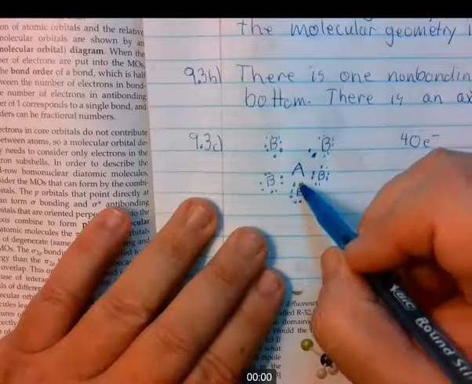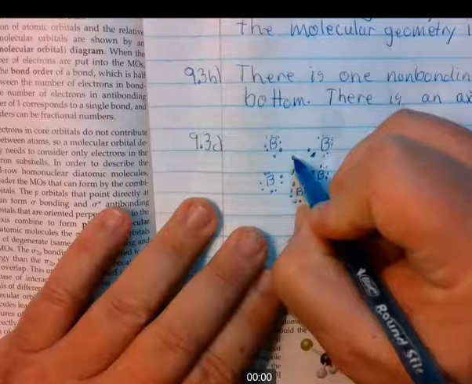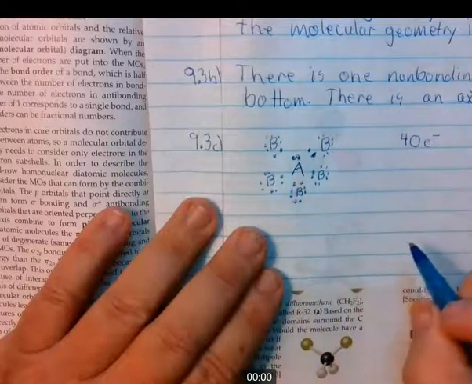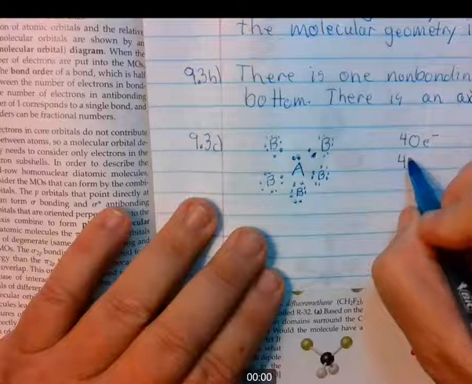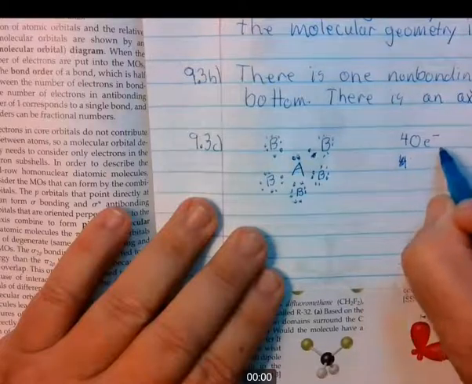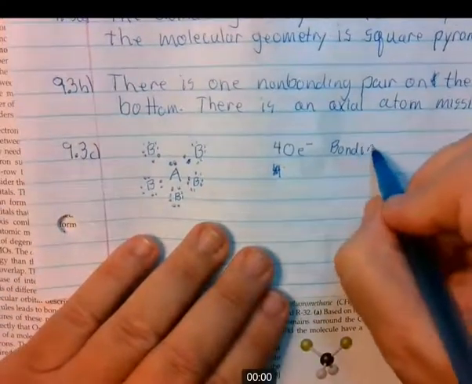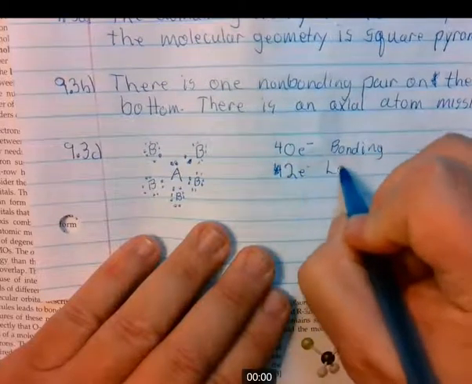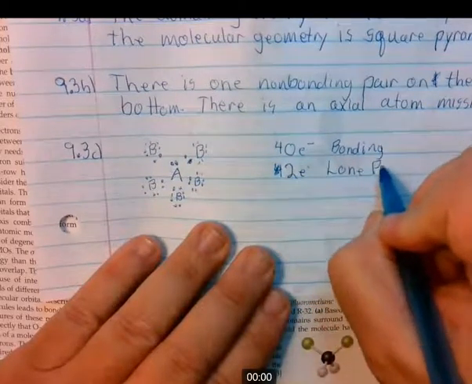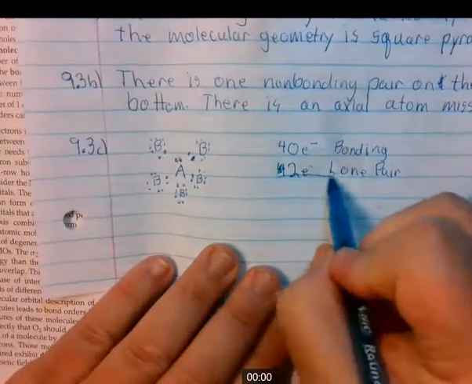So it has 2, 4, 6, 8, 10. And then we saw it had a lone pair. We said it had a lone pair at the bottom. So that's a total of 42. So it's 40 electrons, those are bonding. Those are 40 bonding electrons. And it has 2 electrons that are lone pair. We said that in the previous 2 answers. So that means there's a total of 42 electrons.